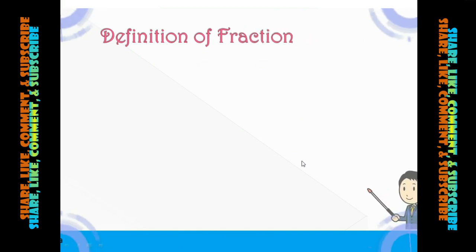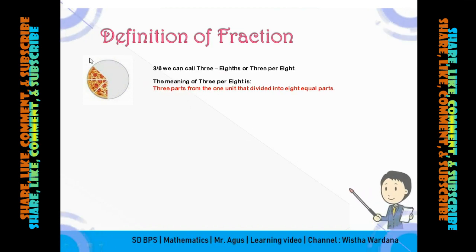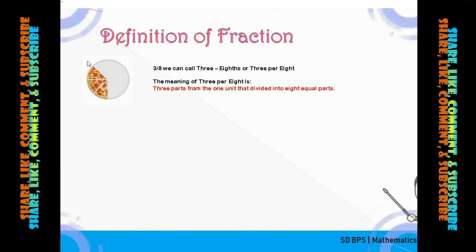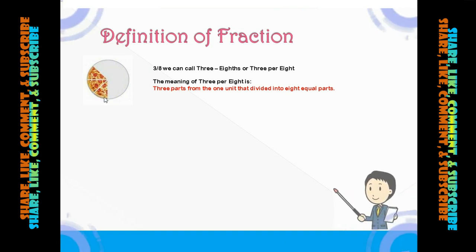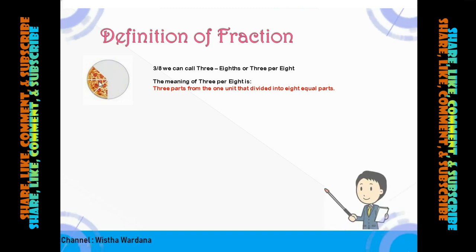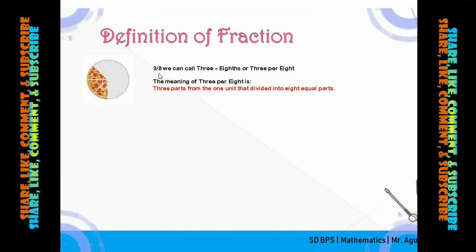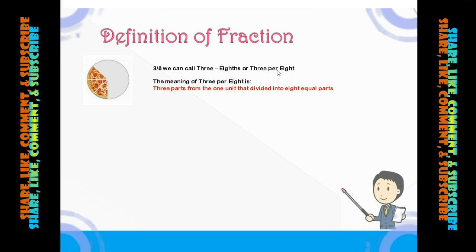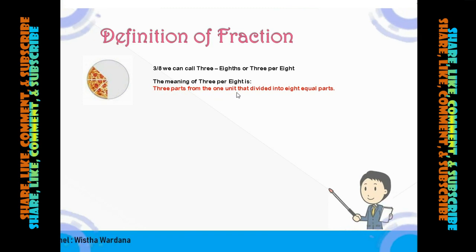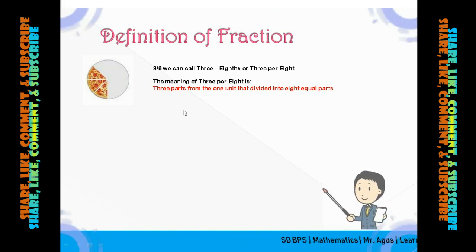Let's continue. The definition of fraction. Look at the first figure. We have one pizza that is cut into 8 equal parts, and we have 3 parts of them. So, the fraction shown in that figure is 3/8. And the meaning of 3/8 is 3 parts from the 1 unit that is divided into 8 equal parts.